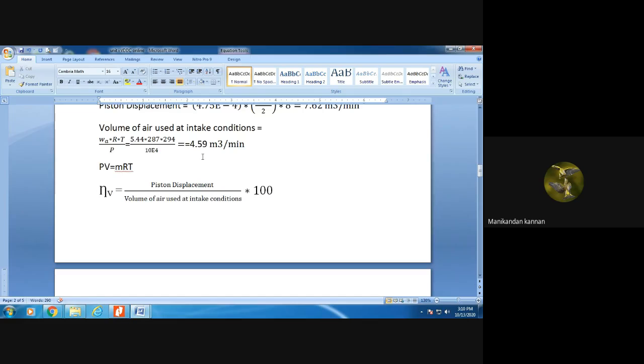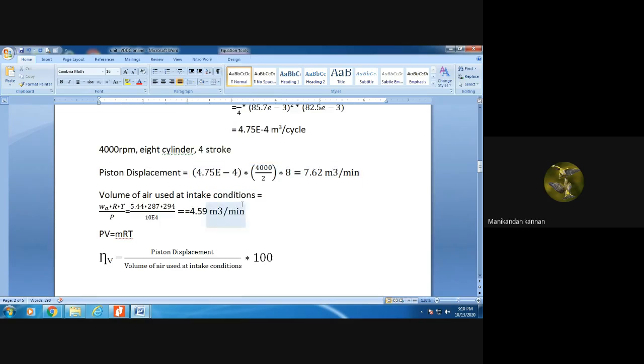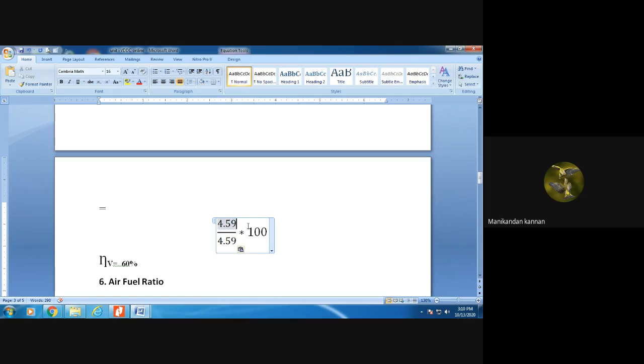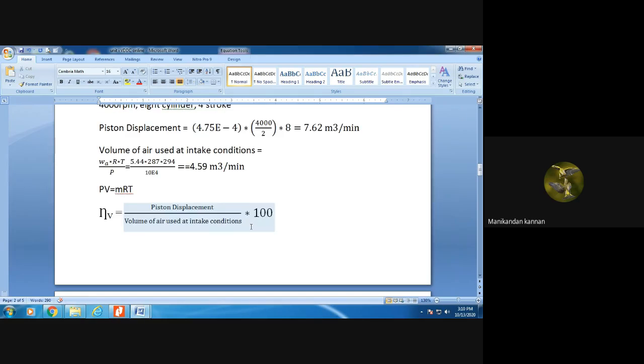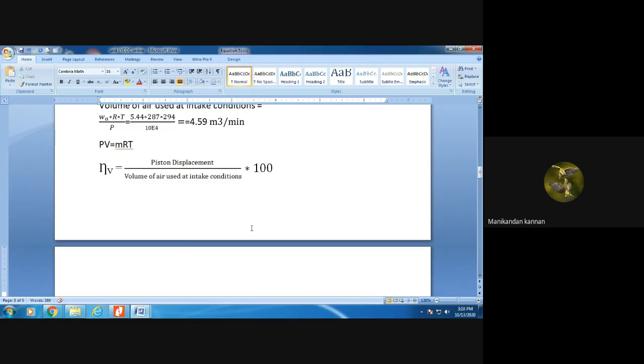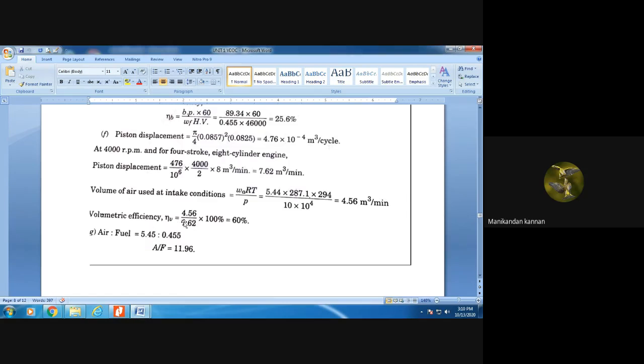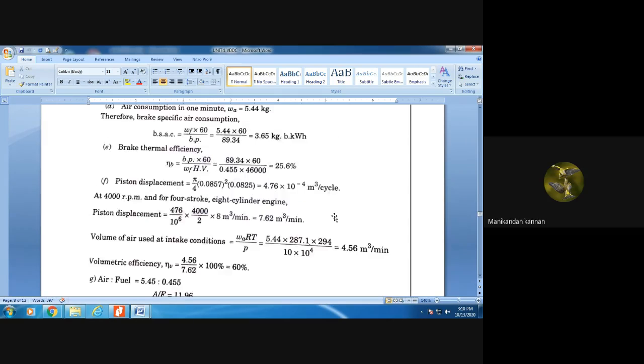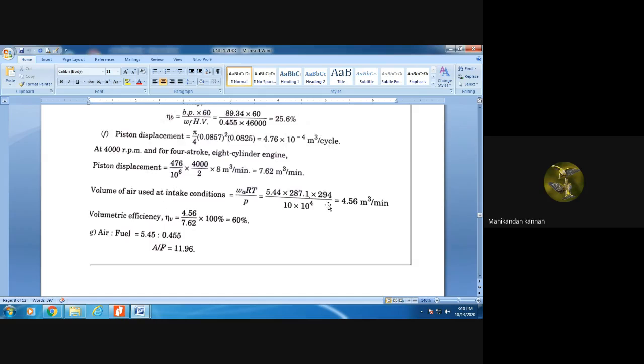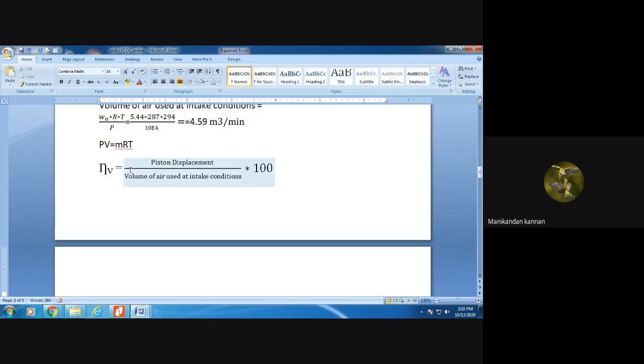Always volume of air, piston displacement, volume of air. Let me see, 60.23%. Wait. Volume of air is... so volume of air will be coming in numerator, correct? Yes sir. So I have typed it wrongly.